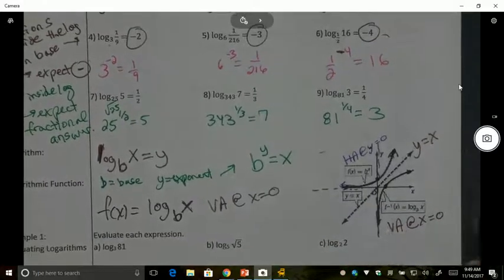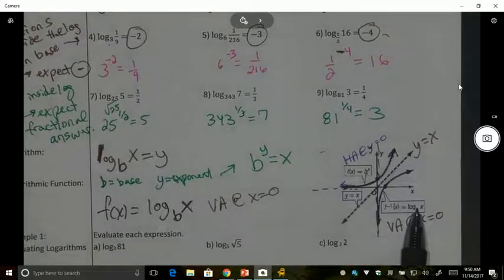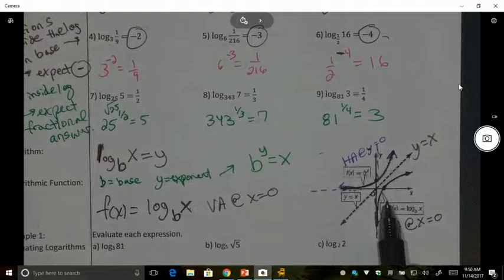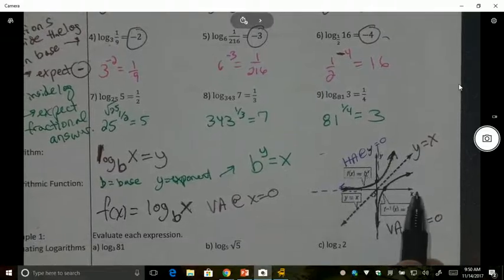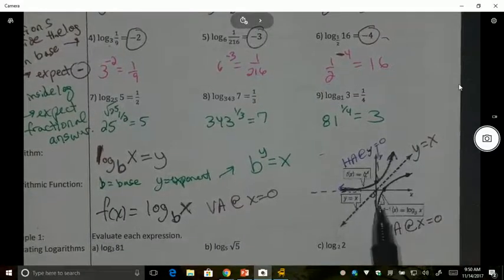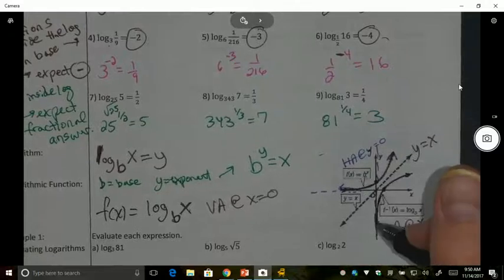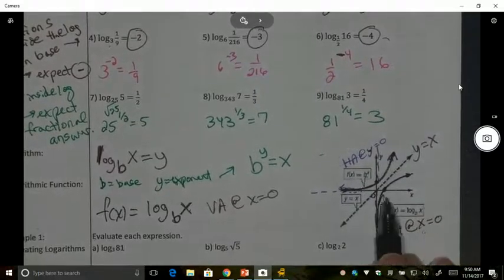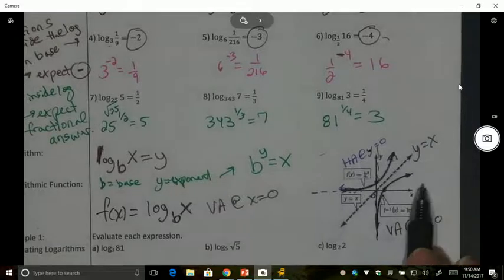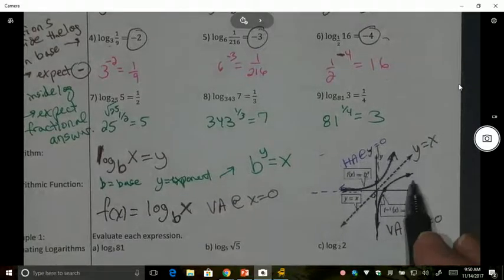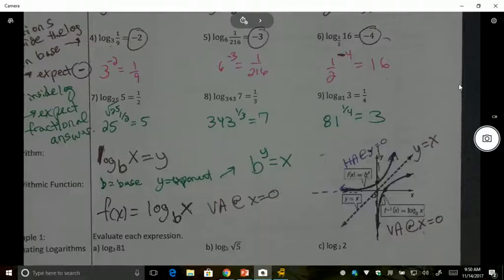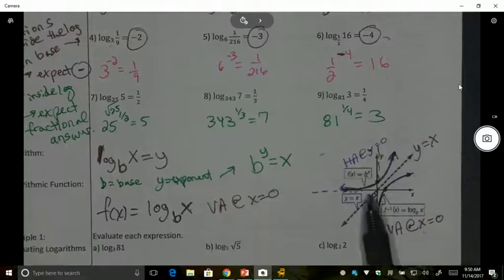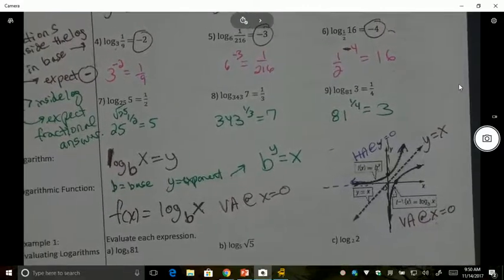Well, now, with my logarithmic functions, the domain and range switch, just like x and y switch. I can't go left forever and right forever for my domain. The farthest left I can go but never reach is this vertical asymptote, x equals 0. I can go right forever. I can go up infinitely. I can go down infinitely. So my range is all real numbers, but my domain is affected by this vertical asymptote.